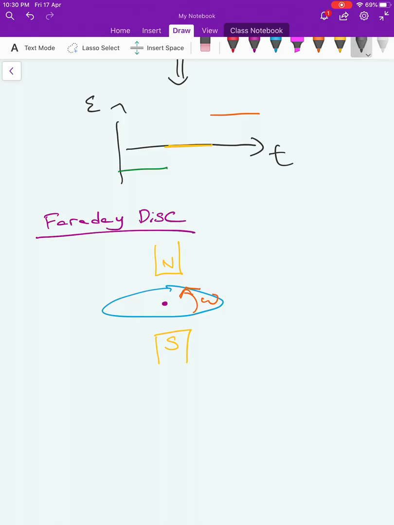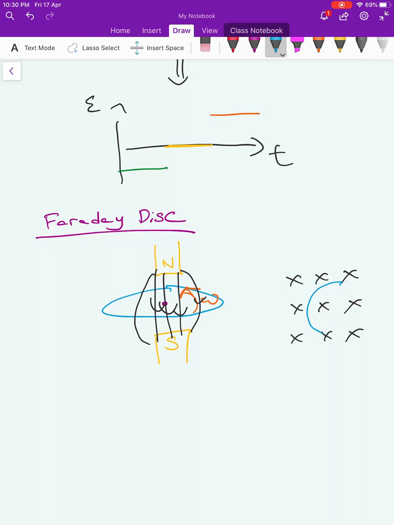So maybe 我们 look at the top view. 我画它的就是我们从上面看，上面看是我们的 north pole 是这样的，doesn't matter. 我们从上面看，我画我的 magnetic field into the paper. So 我画一个 metal disc, let's say 我的 metal disc 转这个方向。Metal disc 里面有什么? 我们有电子, right?